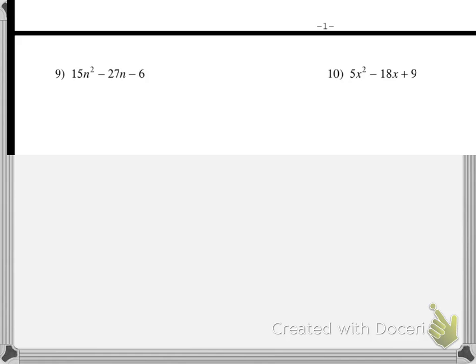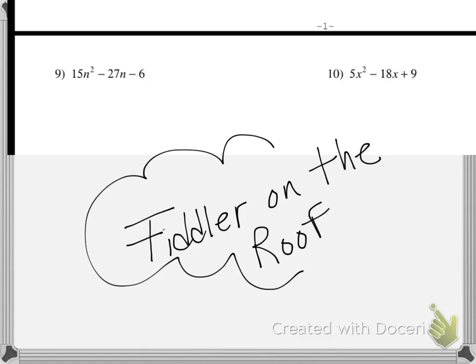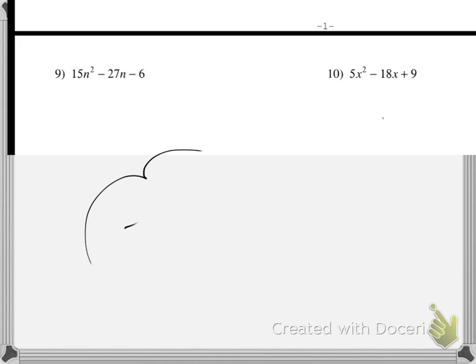All right. So we have 2 more problems. And I am going to start. Oh, by the way, Fiddler on the Roof, people. Classic. I saw it on Broadway. It was amazing. Okay. I want you to try these 2 on your own, because I think it's really important.